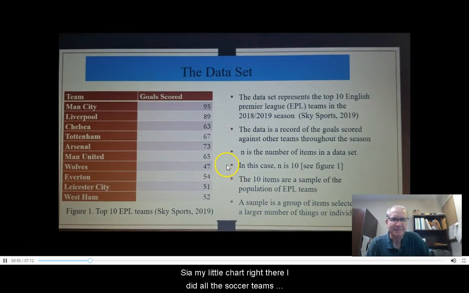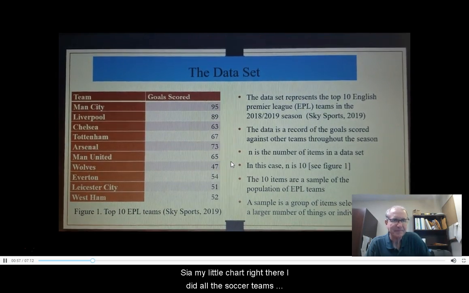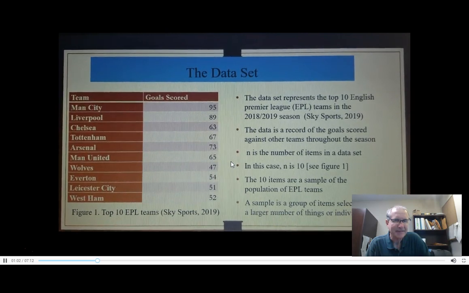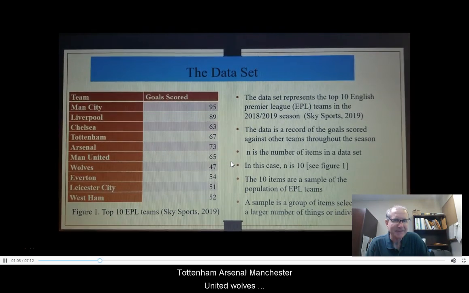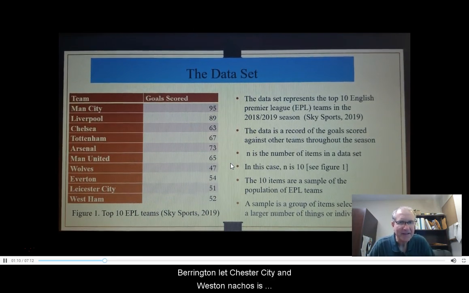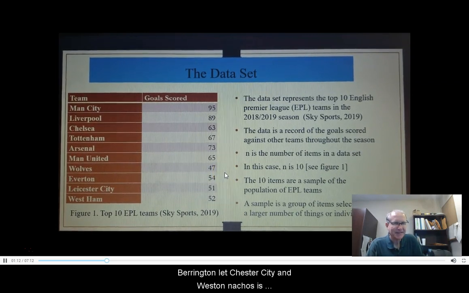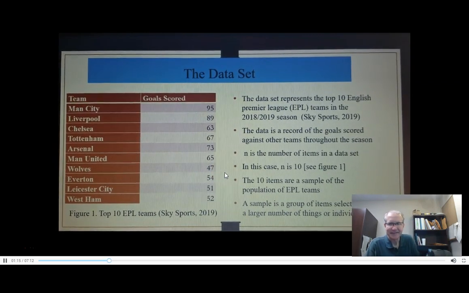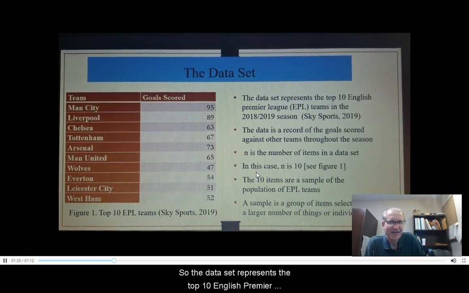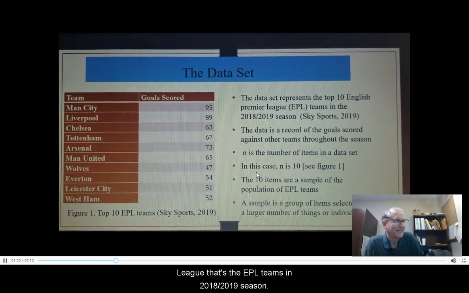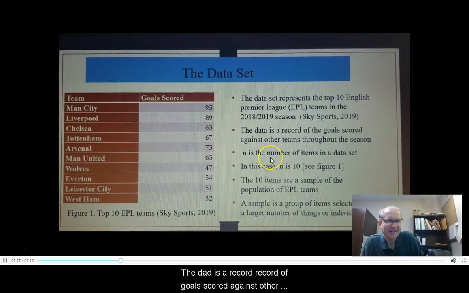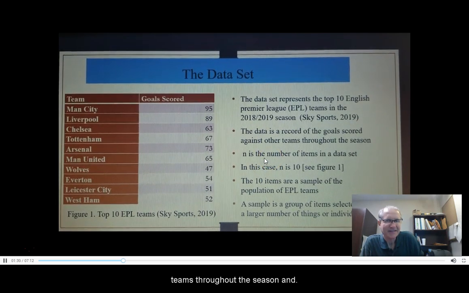Data set. If you can see in my little chart right there, I did soccer teams: Manchester City, Liverpool, Chelsea, Tottenham, Arsenal, Manchester United, Wolves, Watford, Leicester City, and West Ham. I chose this because my husband's a big soccer fan, so we watch a lot of it. The data set represents the top 10 English Premier League teams, the EPL teams in the 2018-2019 season. The data is a record of goals scored against other teams throughout the season.